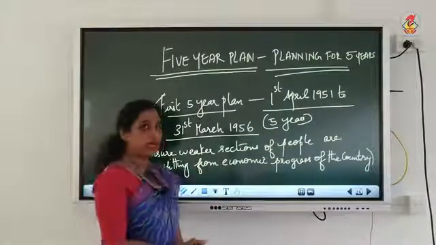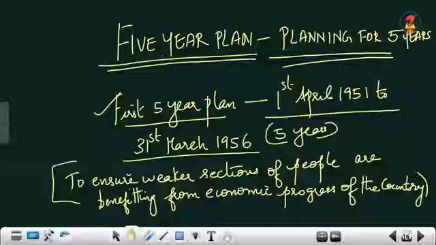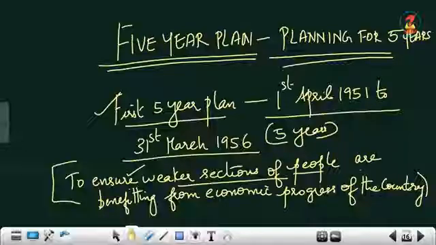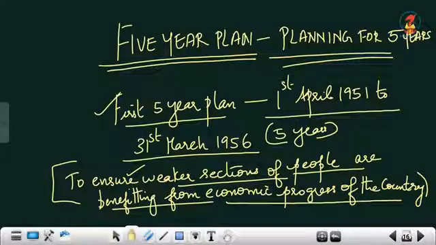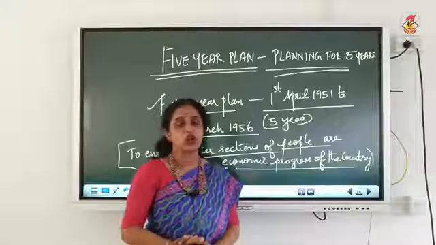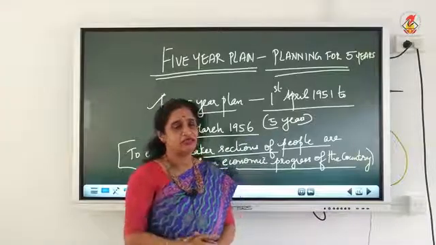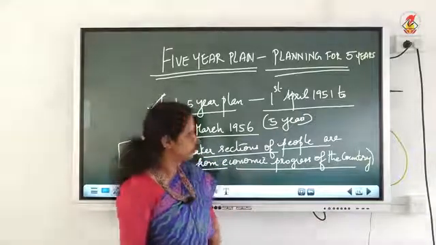Now, why was this 5-year plan adopted? To ensure the weaker sections of the people are benefiting from the economic progress of the country. So, to ensure what? How the weaker sections of the people are benefiting from the economic progress of the country. When there is progress in the economy, how are the people benefiting from that? To assess that, the 5-year plan was adopted.